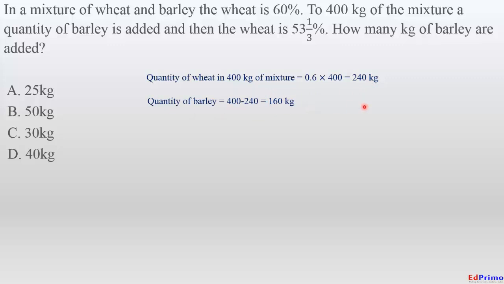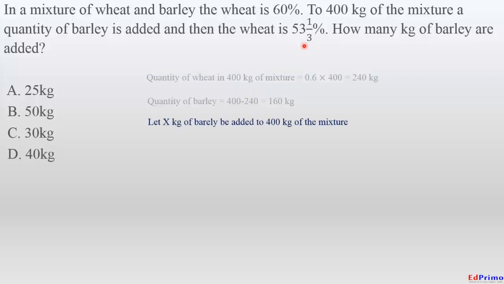Now additionally, we are adding a certain quantity of barley to the mixture. We don't know how much it is. Let us assume that we are adding X kg of barley to the mixture, and what we know is that after adding this amount of barley, we are left with 53 1/3% of the mixture as wheat and the rest as barley.